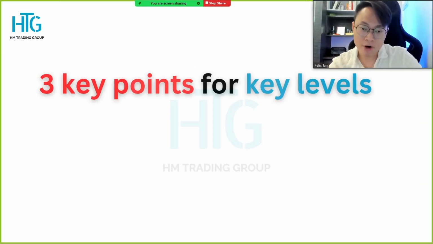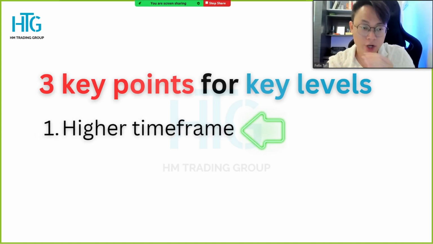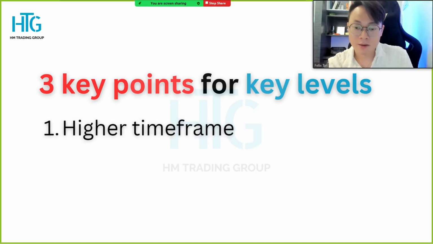There are three key points to look out for with key levels to avoid the mistake I've shown just now. The first key point is to look at a higher time frame, because if you look at a 5 minute or 1 minute time frame, there's going to be a lot of noise. So we want to focus on a higher time frame. It can be 1 hour, 4 hours, to daily, something like that.